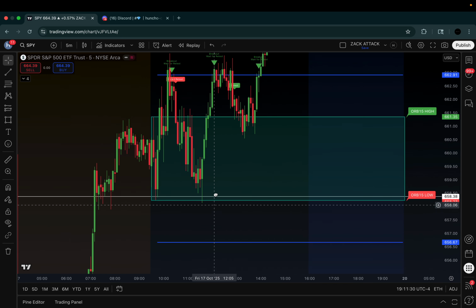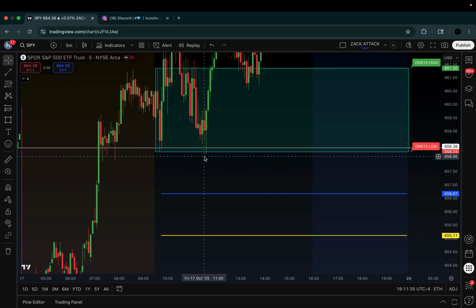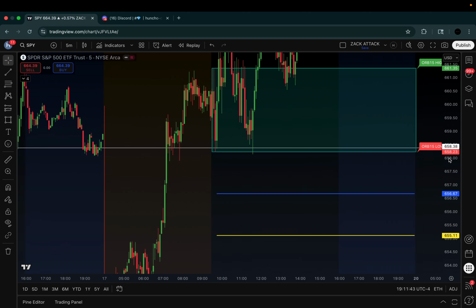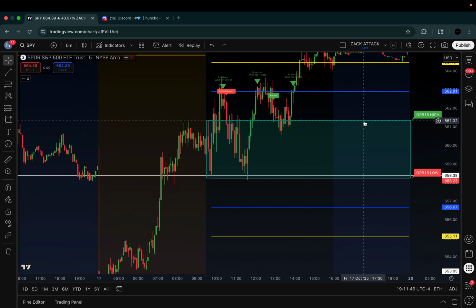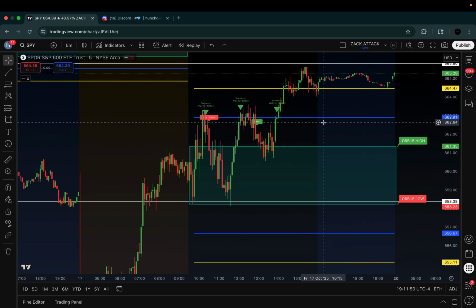Same thing with puts. You want to wait for that break and retest off of one of these levels, or if you're looking for grabbing puts on that breakout, instead of waiting for a retest, you just grab puts. You can target the ORB high. I mean the ORB low, I meant, but these are based off of the fibs.